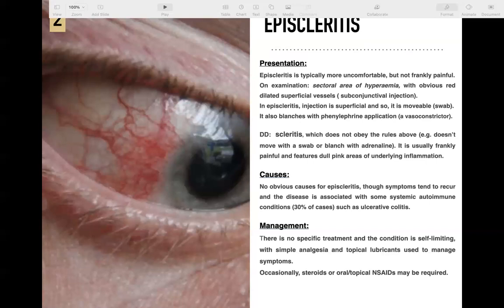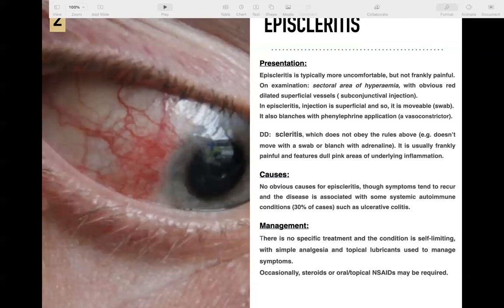But in severe cases or long-standing cases, oral steroids or topical steroids may be considered, and oral and topical non-steroidal anti-inflammatory drugs may be required in such conditions.